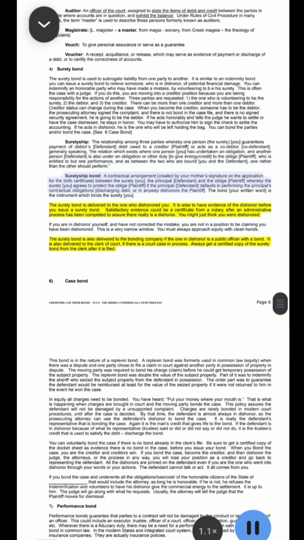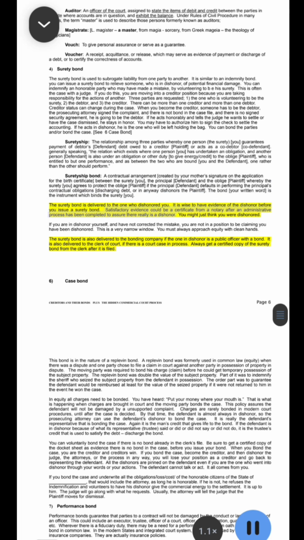Suretyship bond. A contractual arrangement created by your mother's signature on the application for the birth certificate between the surety, the principal defendant, and the obliged plaintiff, whereby the surety agrees to protect the obliged plaintiff if the principal defendant defaults in performing the principal's contractual obligations, discharging debt, or in any way dishonors the plaintiff. The bond, your written word, is the instrument which binds the surety. The surety bond is delivered to the one who dishonored you. It is wise to have evidence of the dishonor before you issue a surety bond.